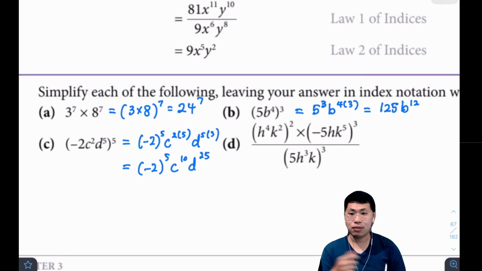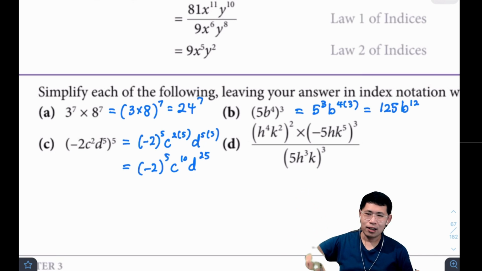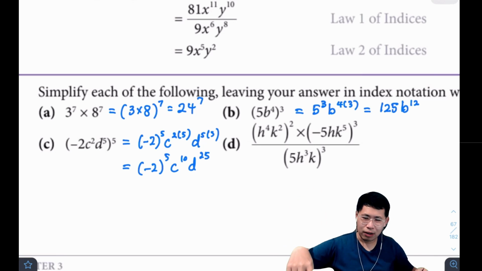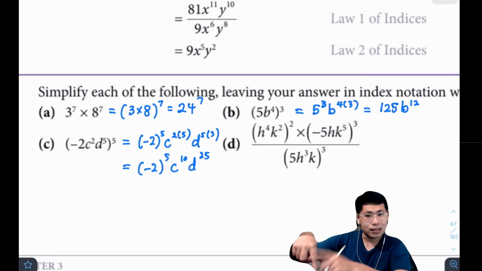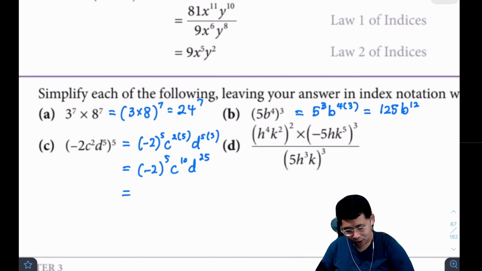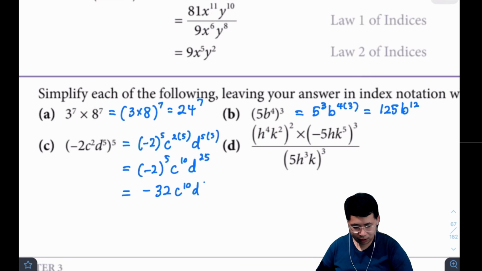And I think we are satisfied with this answer, unless you are able to answer what is negative 2 to the power of 5. So what is a negative to the power of 5? It's like an on and off switch. Every odd number it will be on, every even number it will be off. So 1, 2, 3, 4, 5. So there's a negative over there. Okay, so it will have a negative. 2 to the power of 5 will be 32. Then we have c to the power of 10, d to the power of 25.